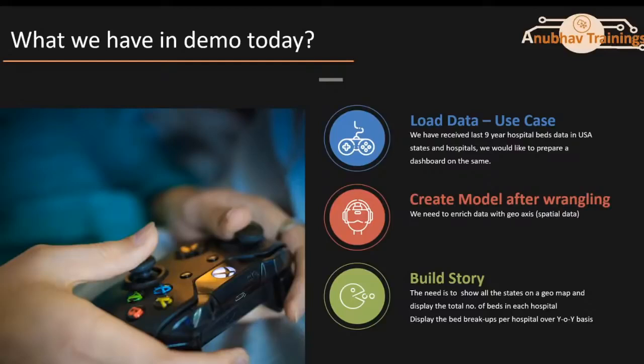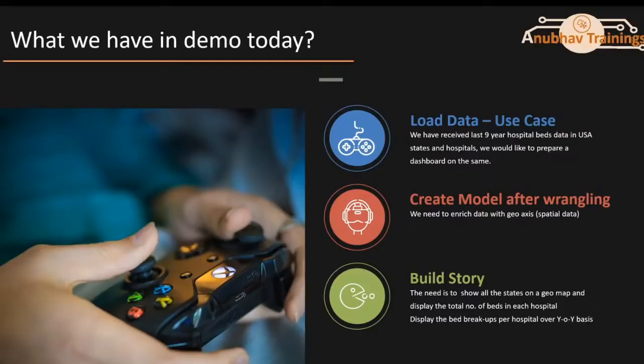In step two, we will learn how to create model after wrangling. So wrangling means processing on the data. So SAP Analytics Cloud offers a lot of features with which you can play around with the data. You can do transformations, you can do replacements, deletions, combinations, and different complex formulas you can apply. And all of that comes under wrangling. So we will be enriching the data in this case with geo axis, which is called spatial axis. And then finally, we will build a dashboard or a story on top of this data.